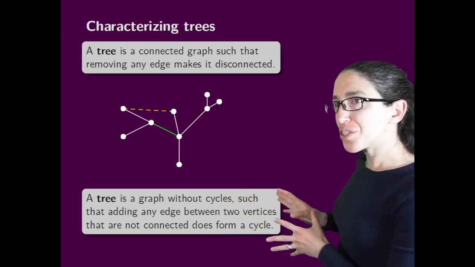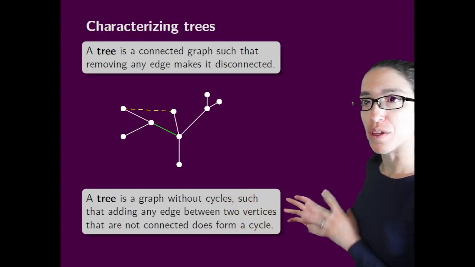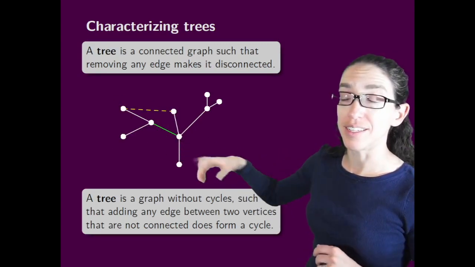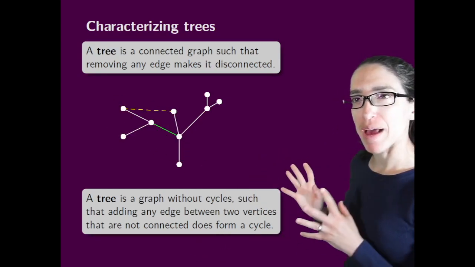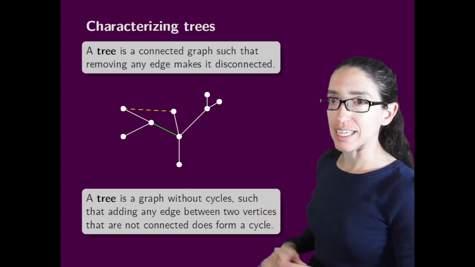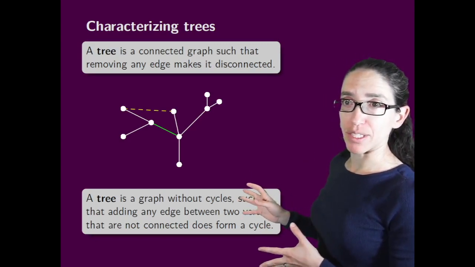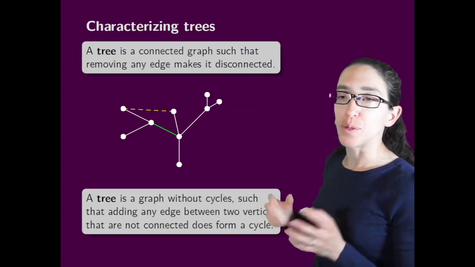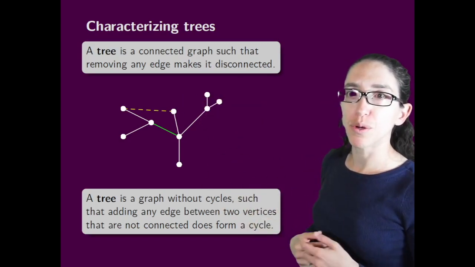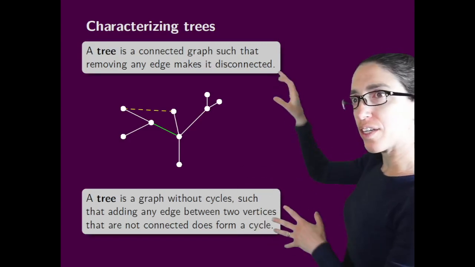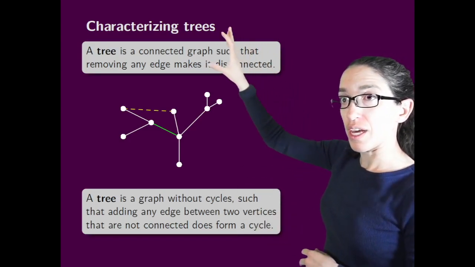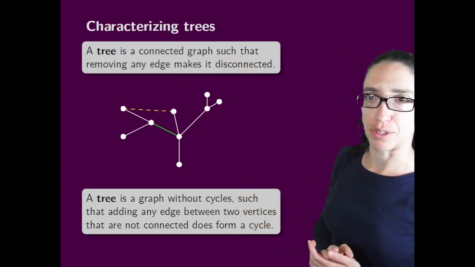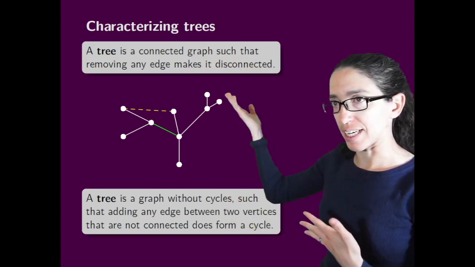On the other hand, you can also define a tree as a graph with no cycles, such that adding any edge between 2 vertices that are not connected does form a cycle. So it's sort of a maximally cycle-free graph. The connectedness is what makes it maximally cycle-free, so that any other edge you add, it's going to form a cycle, whereas in a forest you can connect 2 of the connected components and that won't form a cycle. So here's a characterization in terms of a connected graph with a certain property, and here's a cycle-free graph with a certain property, whereas we could also just say it's a connected graph with no cycles.